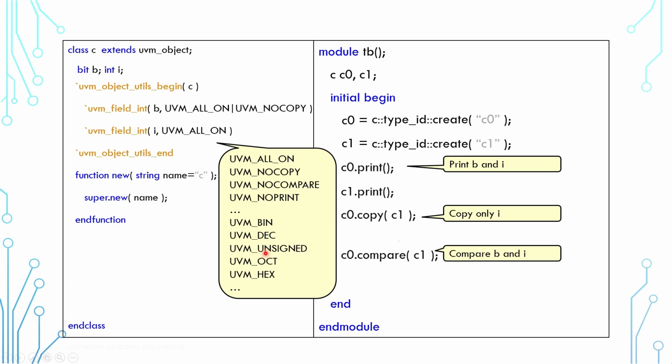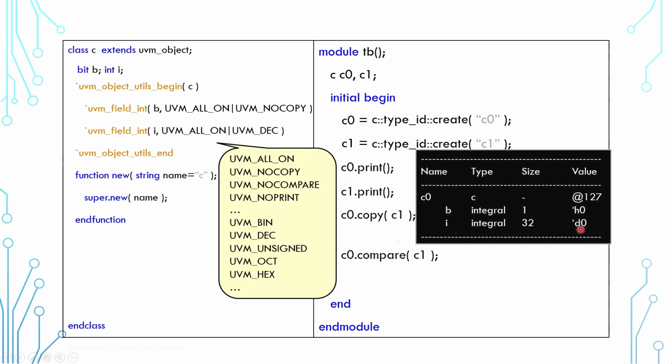And there are also some other flags which are used for printing format. For example, UVM_BIN here means to print the number in a binary format. If we apply this UVM_DEC on this member variable i, then the printed message would print i as a decimal number.